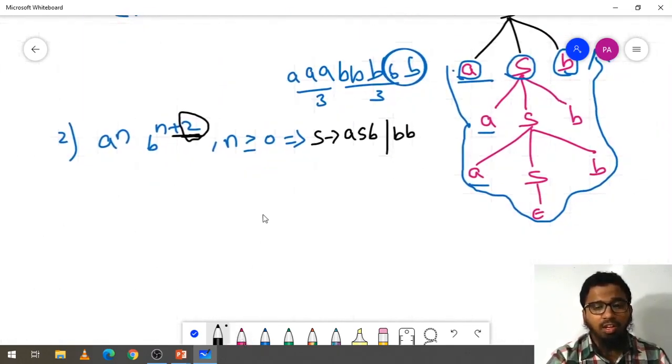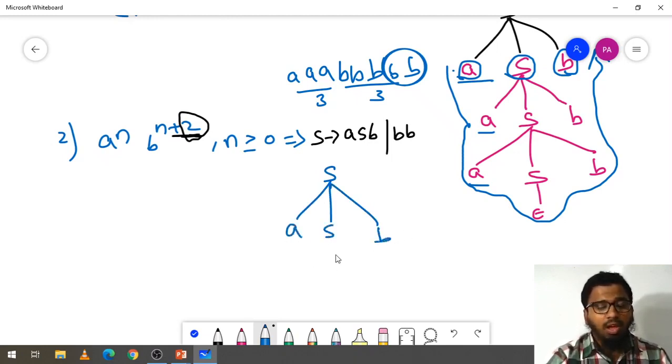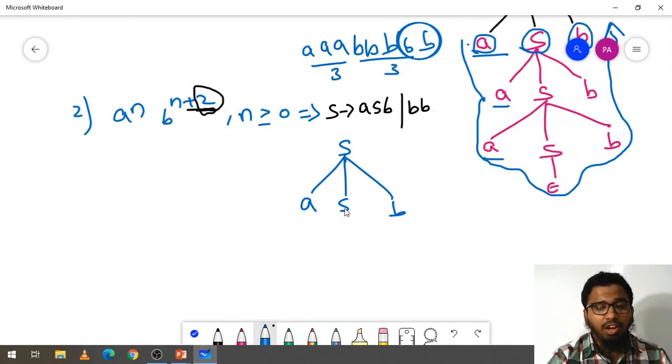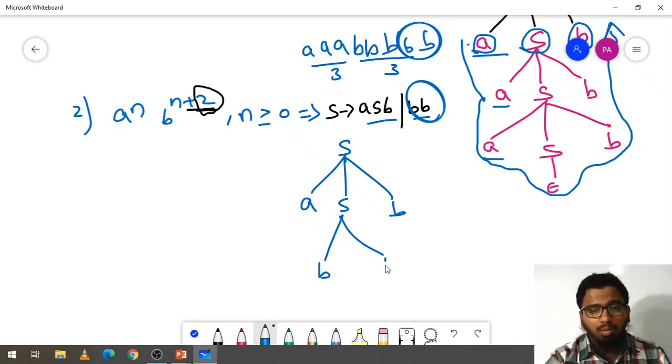How can we say this is correct grammar? Take S. S is divided into 3: A, S, B. And again this S is divided; you can take this one or this one. So I am going to take this one. So here B, B. Now check it out.